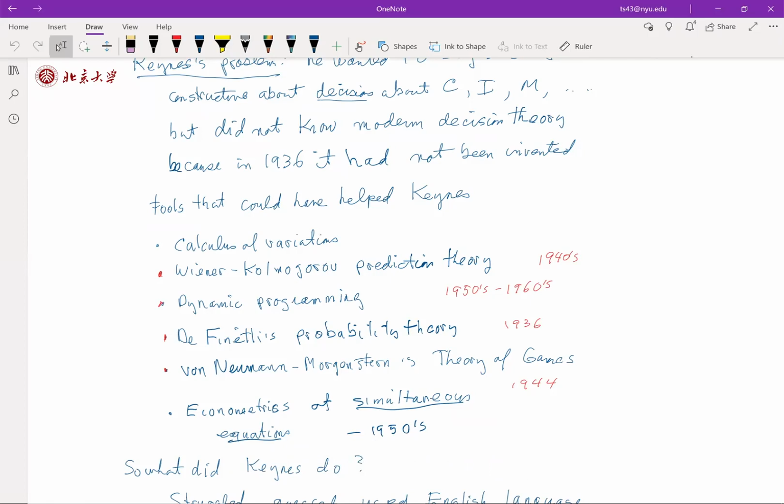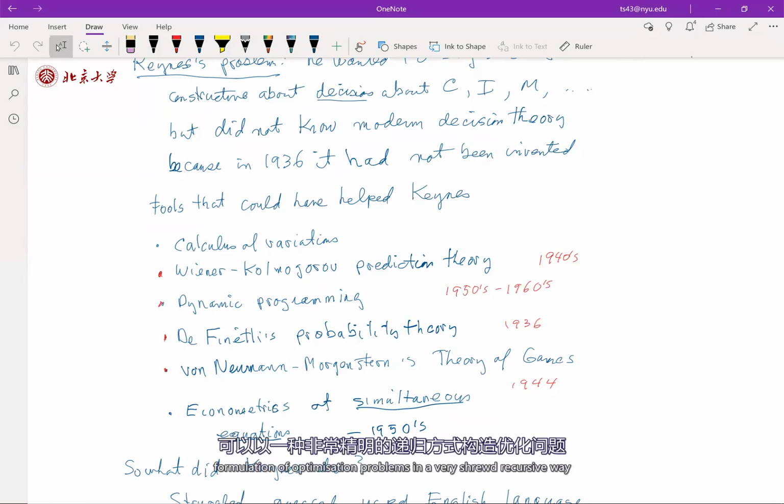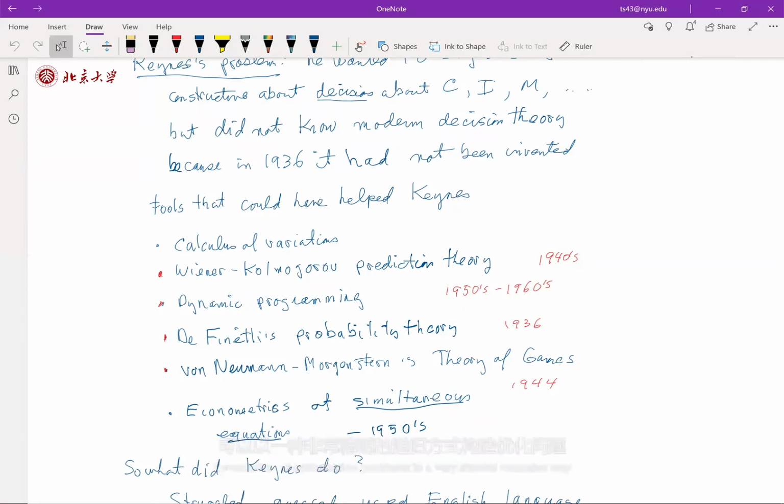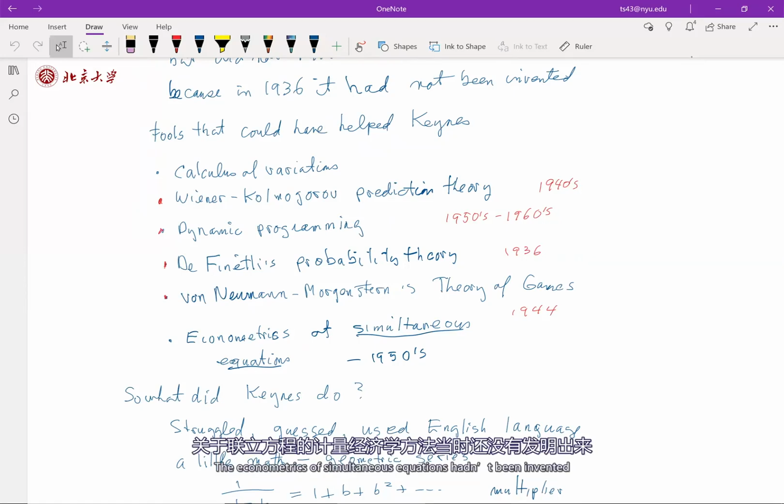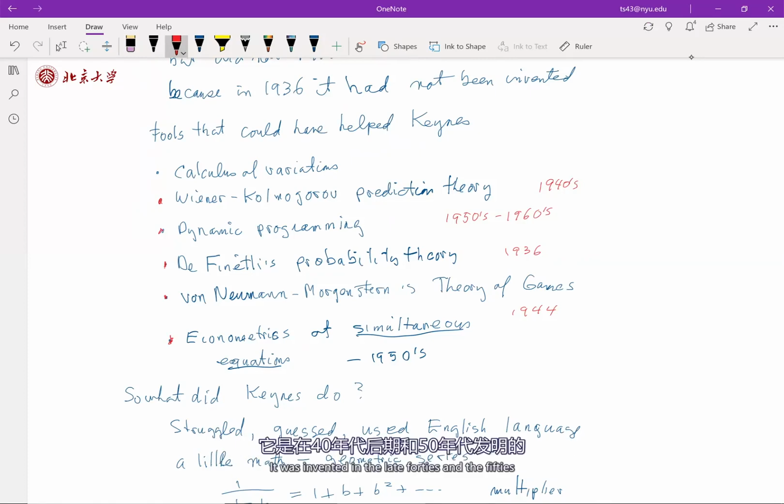Dynamic programming, a formulation of optimization problems in a very shrewd, recursive way, was not invented until the 50s and 60s. Macroeconomists didn't get their hands on it until the 70s and 80s. De Finetti's probability theory was in 1936, but Keynes either didn't know about it or didn't recognize it. Maybe it was in Italian. Von Neumann and Morgenstern's theory of games, 1944, brought in expected utility theory. Keynes didn't have it. The econometrics of simultaneous equations hadn't been invented. It was invented in the late 40s and the 50s, and really refined in the 60s.